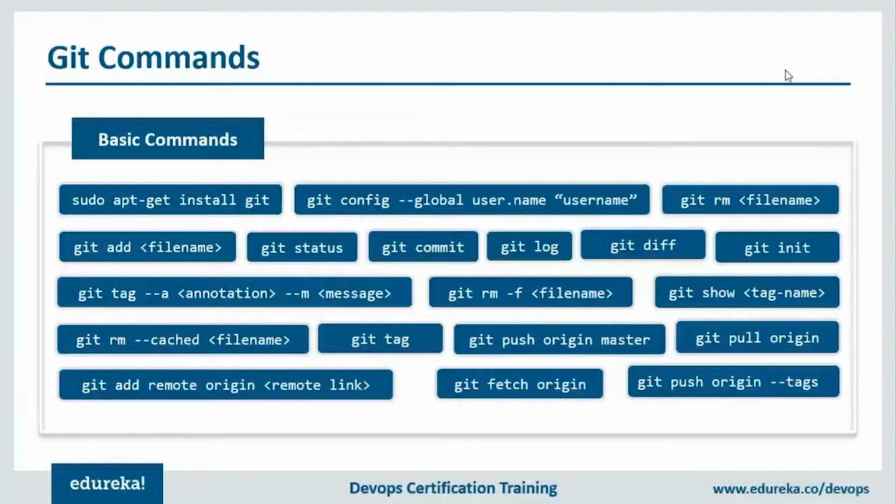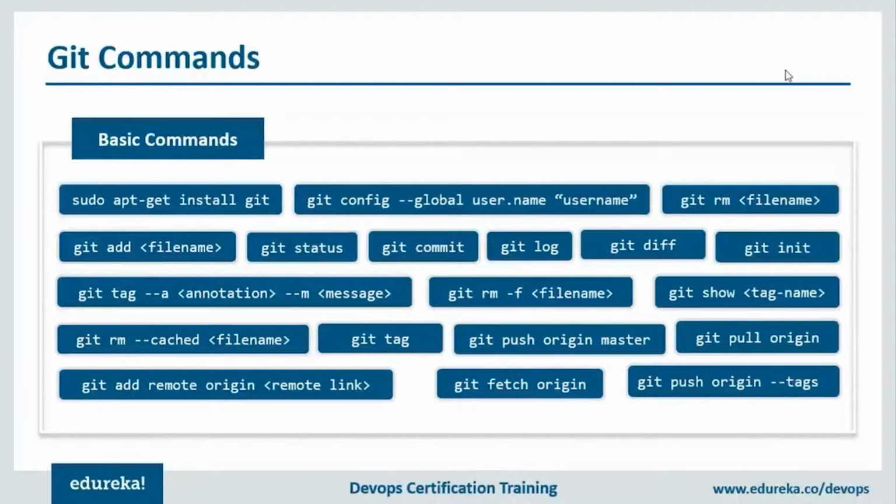The sudo apt-get install git is basically used to install Git. Then you can configure your username and password for the GitHub account. And then git rm file name is to remove any repository. Git add file name is to add a file. Git status is, as I mentioned before, to find out how many commits are done, if there are any commits left. Git commit is to just commit the comments. Git log is to know how many commits are done. Git diff is to understand what is the difference between the local repository's file and what change has been made.